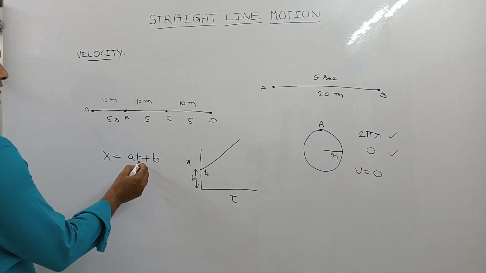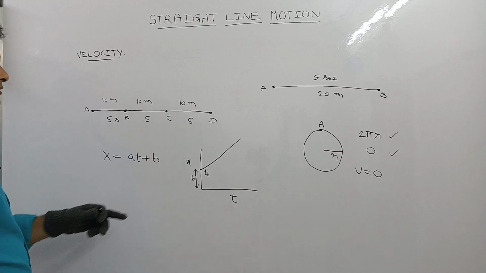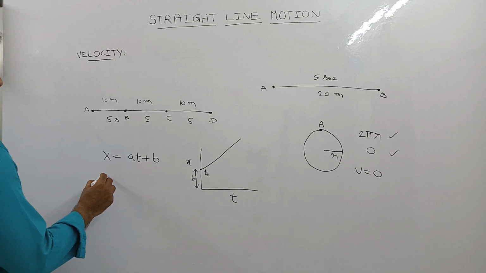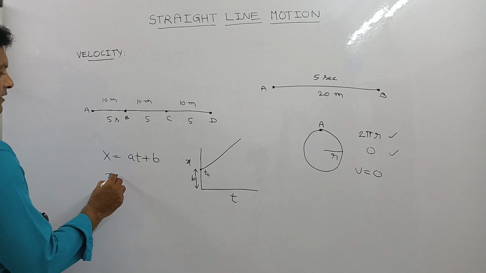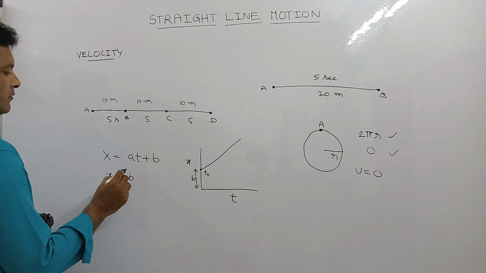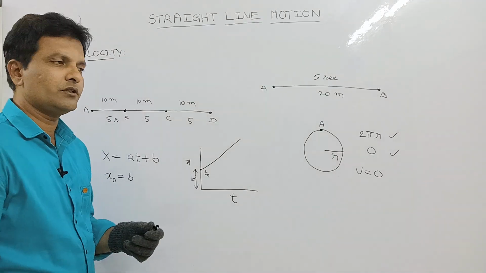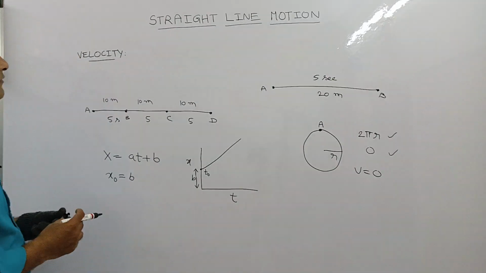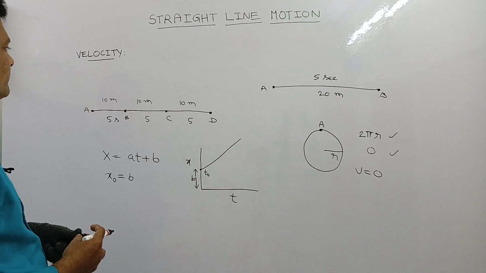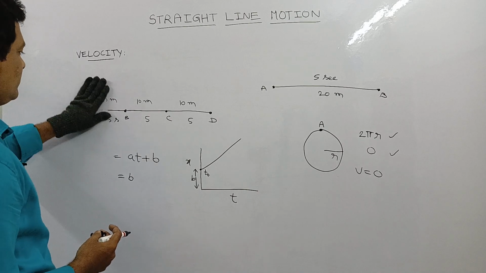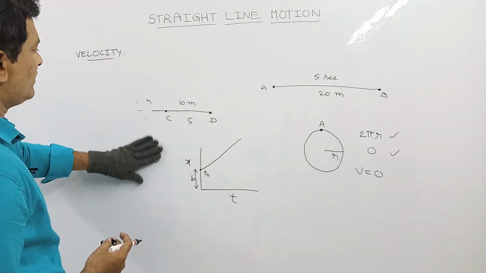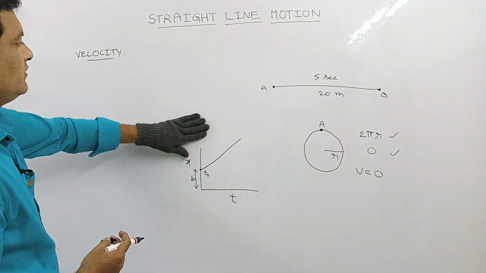So if time is equal to 0, at time t naught, the displacement of the object we can write as x naught is equal to b. This is the representation of the equation of motion when a body is moving with uniform velocity. Okay, next. What is non-uniform velocity?